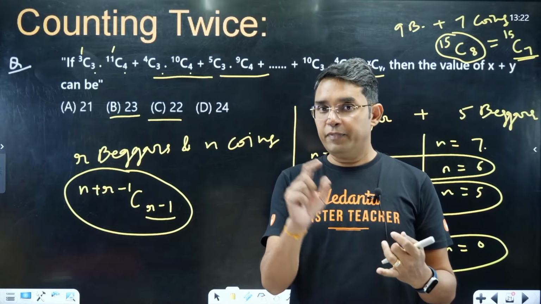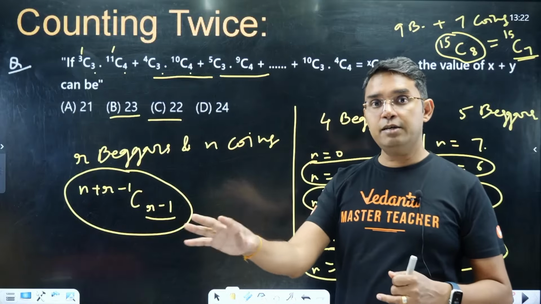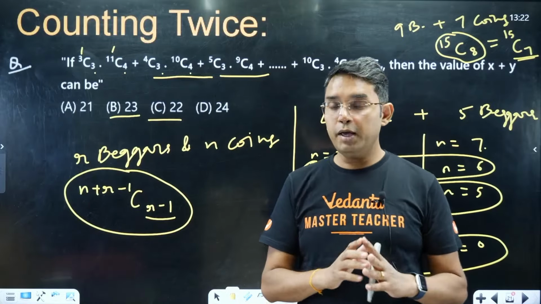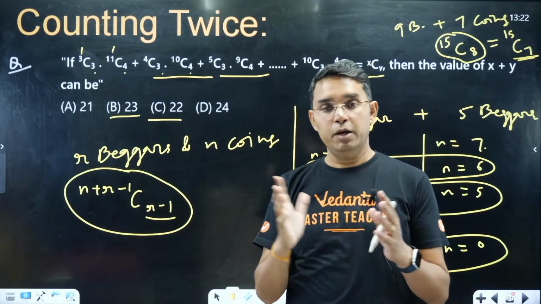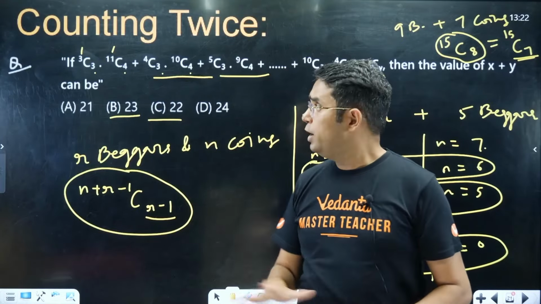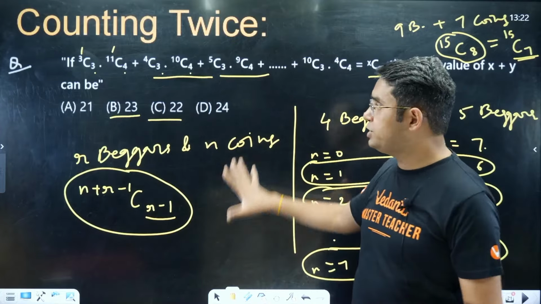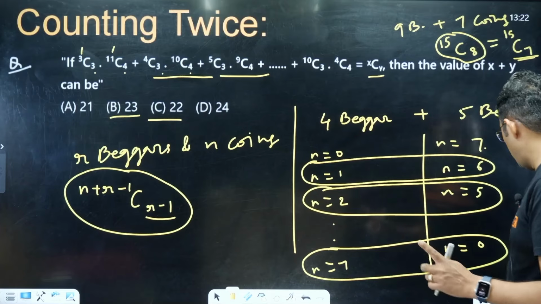So at least that idea of leaders, sub leaders, you should know. Selection from girls, boys, you should know. In fact, I will suggest this beggar coin also you can keep in your mind while solving the questions. It will make things simple for you. You can do it by coefficient method, which I will not discuss here. So this is how I am doing it, by counting twice.